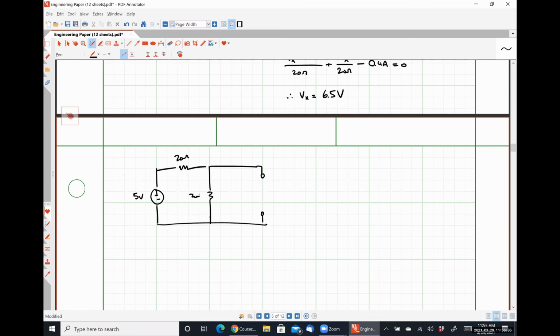20 ohms. 20 ohms. Here is I at infinity. Here is VC at infinity. Here is VL at infinity. So let's write these down. I at infinity is going to be something. VL at infinity will be something. VC at infinity will be something. Who can tell me what the value of any of these quantities are going to be?